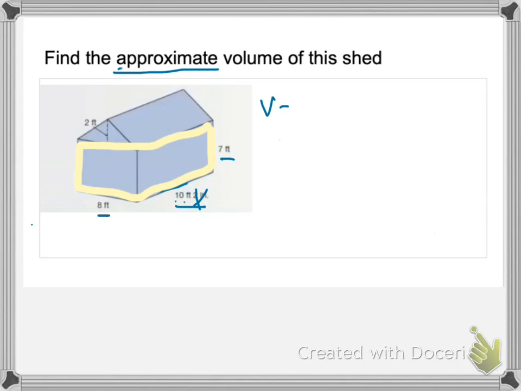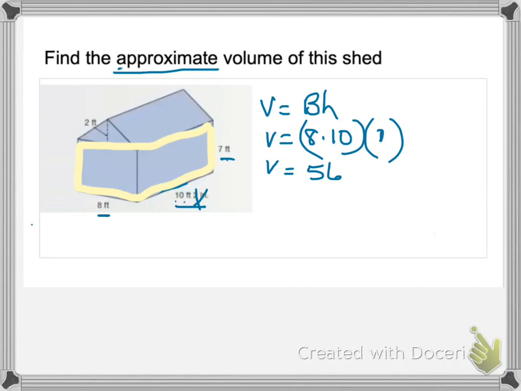So volume will equal big BH. Volume will equal the area of my base, which is 8 feet times 10 feet, times my height of 7. So volume will equal 8 times 10 is 80. 80 times 7 is 560 feet cubed.